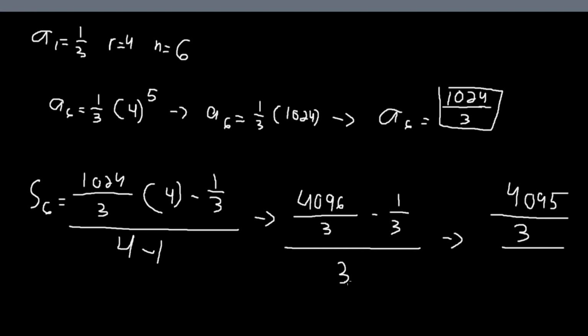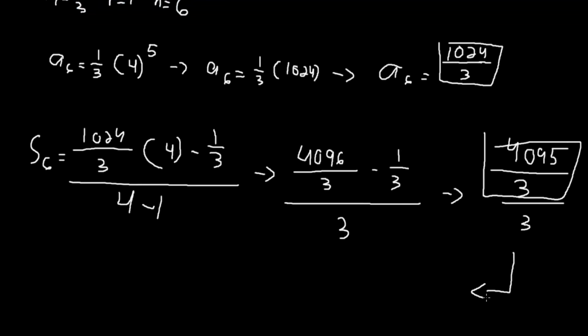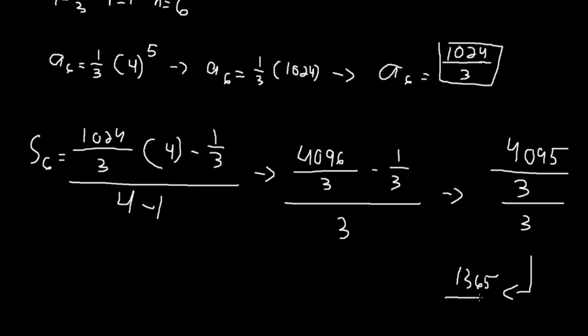Divide that by 3 as well, because we need to do this. Now, we just divide the top part, the numerator. This will become 1365. Divide that by 3, and our final answer will be 455. Our sum, our S sub 6, is equal to 455.